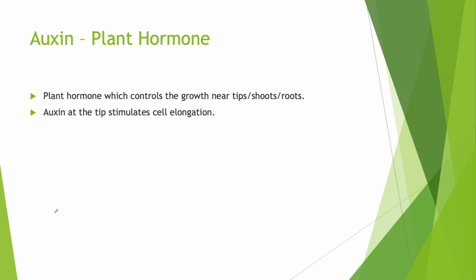Okay, now auxin is a plant hormone, and it's a plant hormone which controls the growth near tips, shoots and roots. This is where you find the hormone. Okay, and in some places it stimulates growth, and in some places it inhibits growth, and that's what we're going to come on to in the next slide. Now, when auxin is present at the tip, it stimulates cell growth or cell elongation. Okay, so that's just a bit of an introduction to an example of a plant hormone.